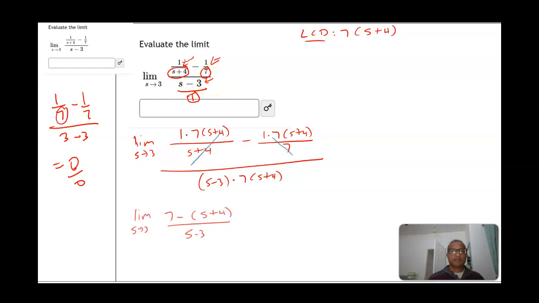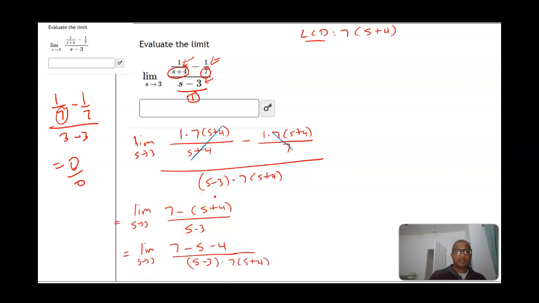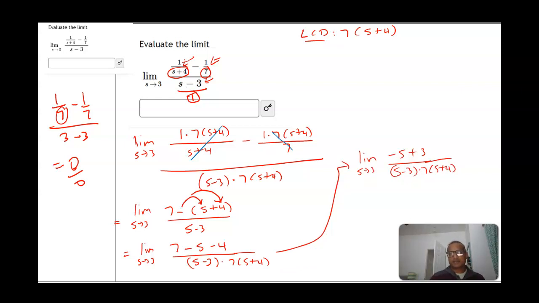So let's simplify this a little bit. In the first fraction, the s plus 4's cancel out, and we're left with a 7. In the second fraction, the 7's cancel out, so we're left with negative 1. I'll just put a negative s plus 4, and then over s minus 3. Now don't forget to distribute that negative. Once we distribute the negative, that gives us a negative s and a negative 4. If I combine my like terms, 7 minus 4 is 3. So I get a limit of negative s plus 3 over s minus 3 times 7 times s plus 4.